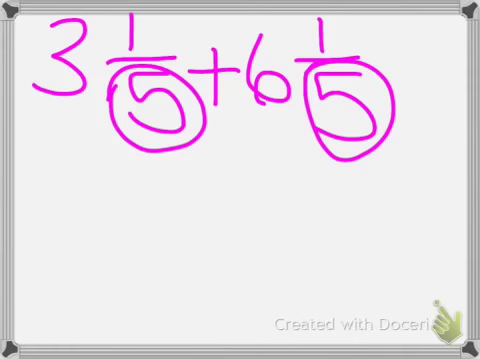First, we're going to start with the denominators, which are the bottom numbers. So the denominator is going to be 5, and we will tell you why it's 5. Whenever you have like denominators, you will not add them. You will keep them the same. We will add the numerator, but we will not add the denominator. So we are going to solve the problem now.